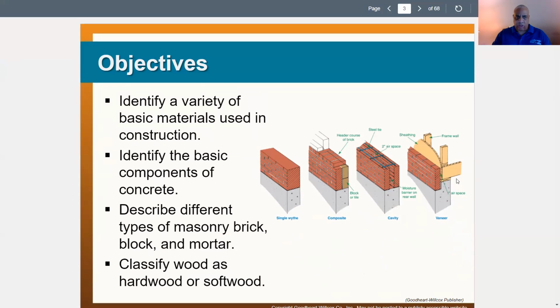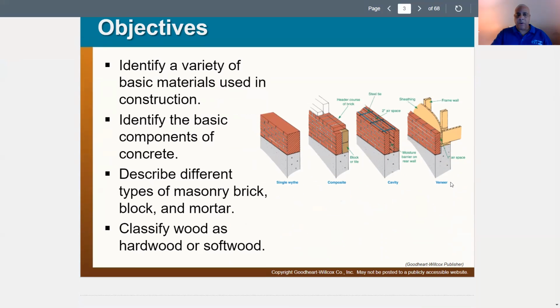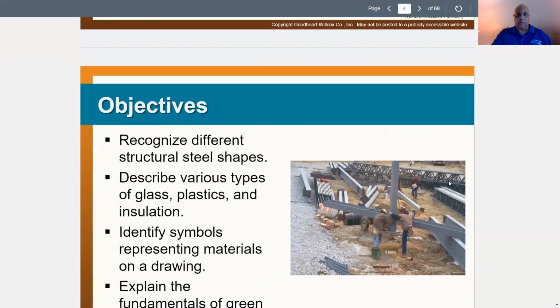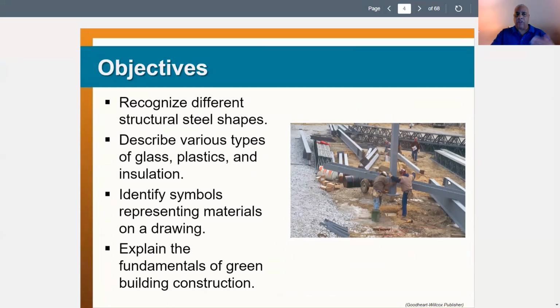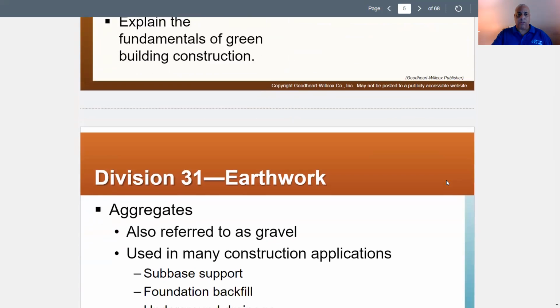What I'm going to do in this lesson is identify a variety of basic materials that are used in construction, identify basic components of concrete, describe different types of masonry, brick, block, and mortar, and classify wood as either hardwood or softwood. Also, we'll recognize different structural steel shapes, describe various types of glass, plastics, and insulation, identify symbols representing materials on a drawing, and explain the fundamentals of green building construction.